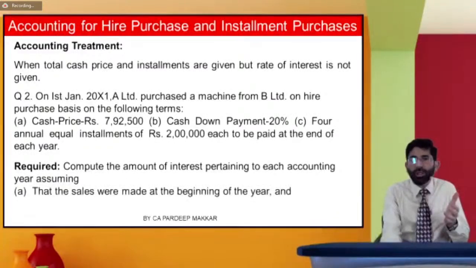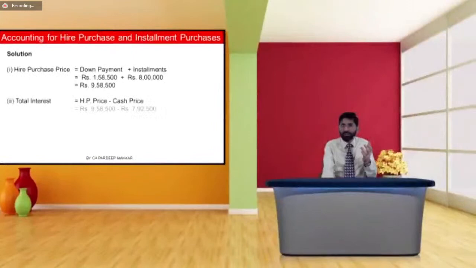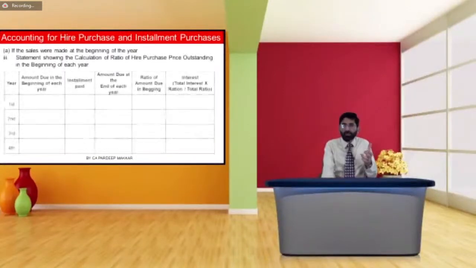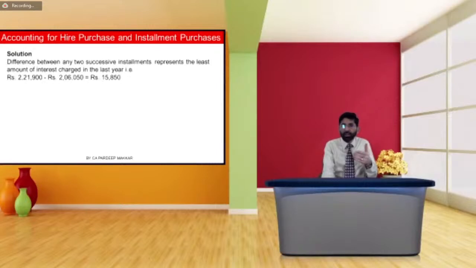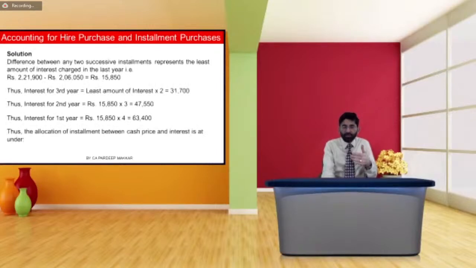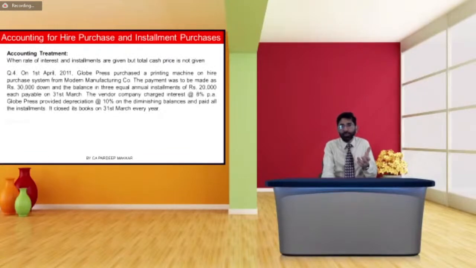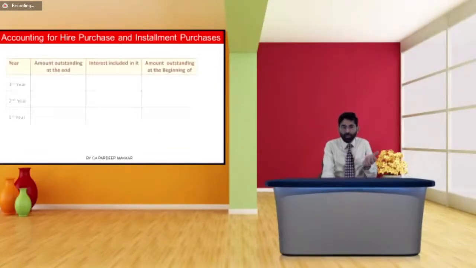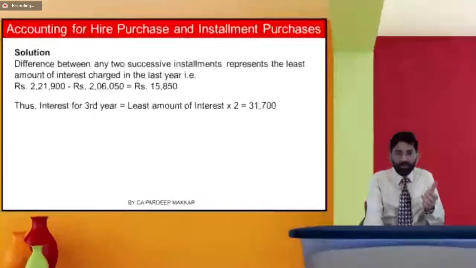We will cover practical problems like how to calculate the cash price, how to calculate the interest, how to calculate the HP price, and various other aspects like this. Also, we will go through the advanced practical questions of default and repossession as well as the installment system. So these all will be covered today. Let's start from the very beginning.